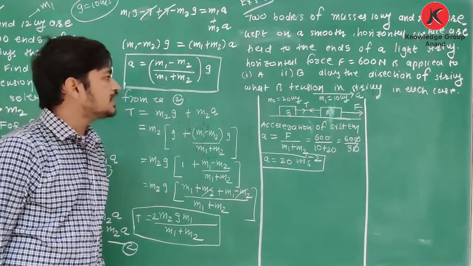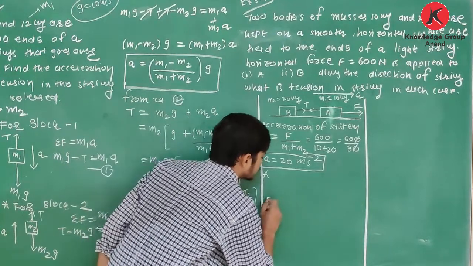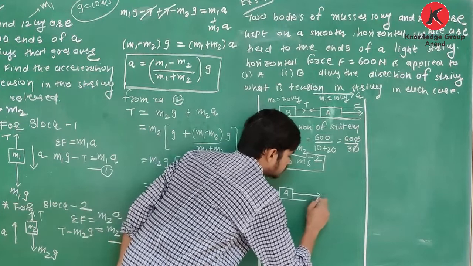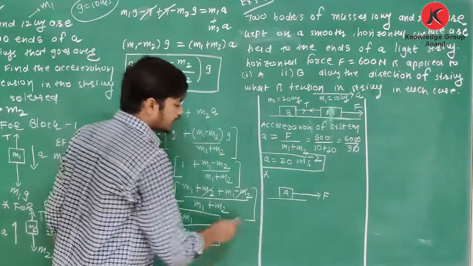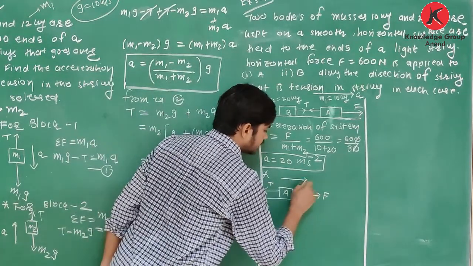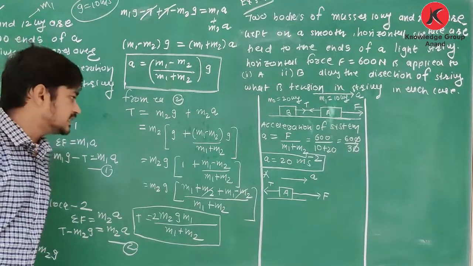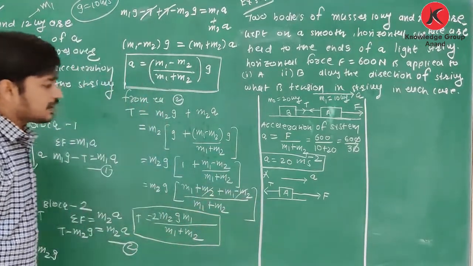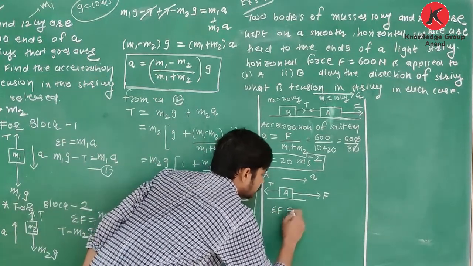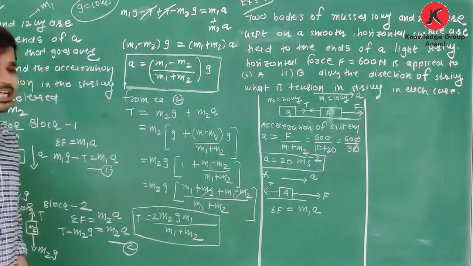Now you have to find tension. How to find tension? See, now I will draw only the first block. On this first block, external force F is applied in this direction. Tension in this string is in this direction. And under the effect, it is moving with acceleration A in this direction. Yes or no? Yes. So for this block A, how to write? I can write sigma F is equal to M1A.